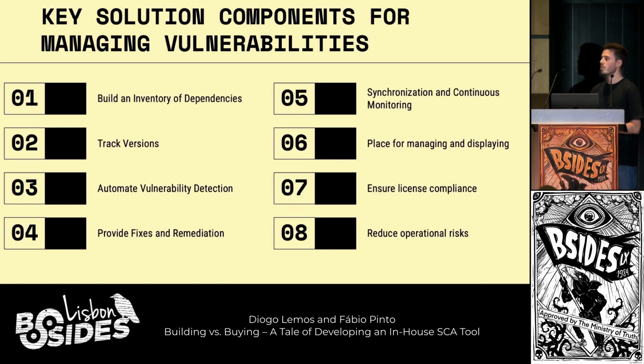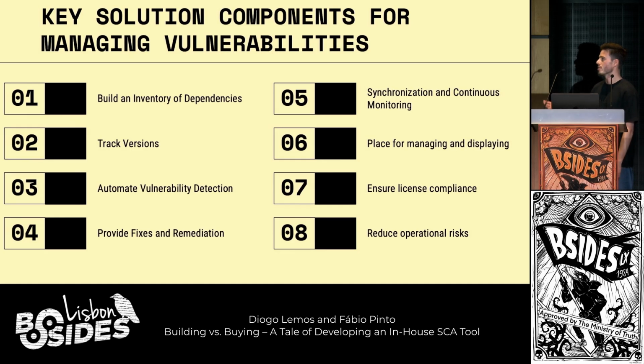So, what we really need is to build an efficient solution that will answer all our points. First, we'll need to build an inventory of dependencies, and also we need to track those versions because we need to know which versions we have for which dependencies. And this also brings us to automated vulnerability detection, because we need to proactively check those dependencies and check if those dependencies come with vulnerabilities.